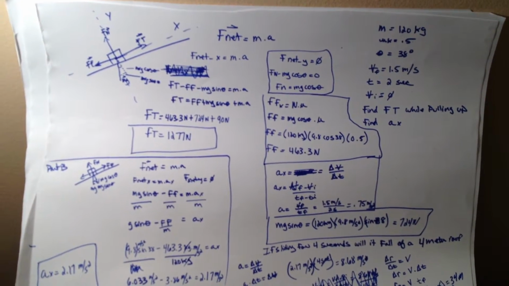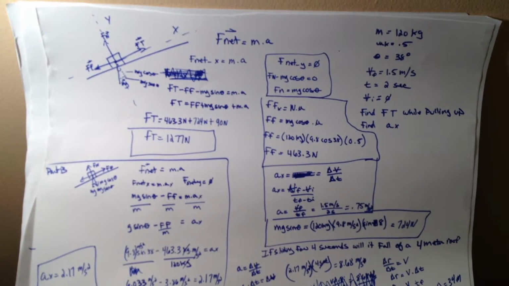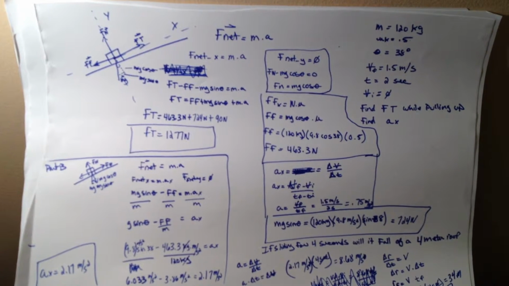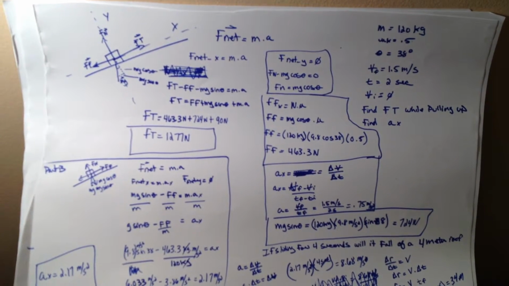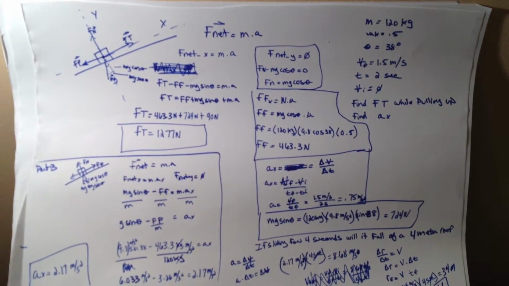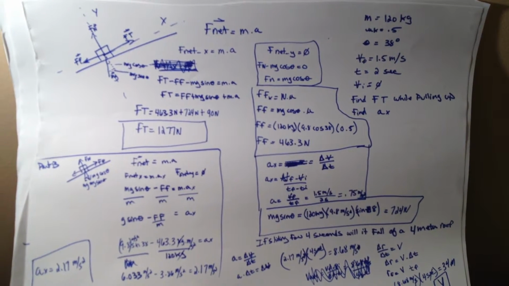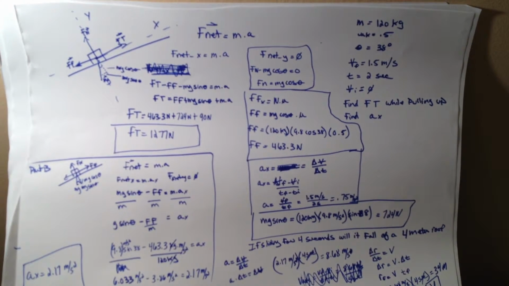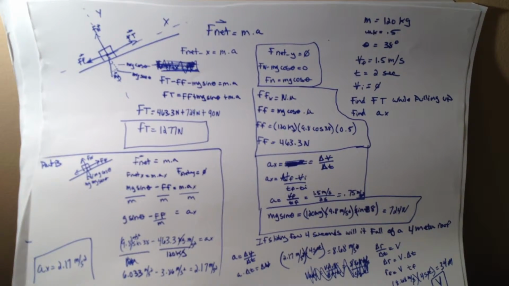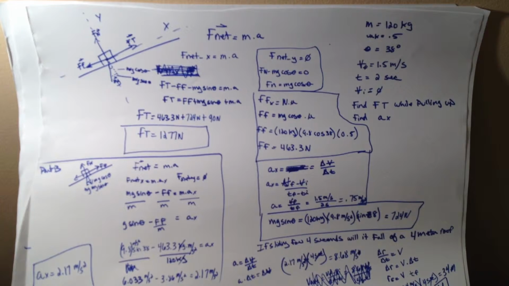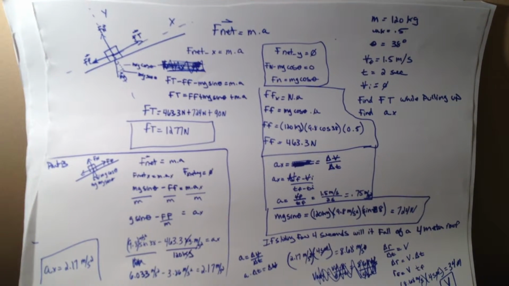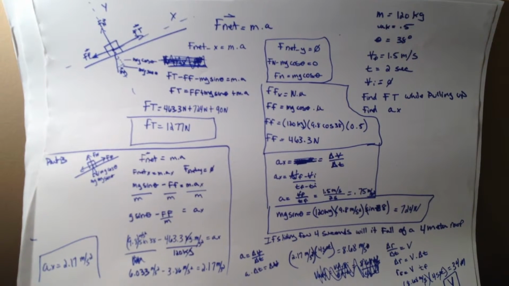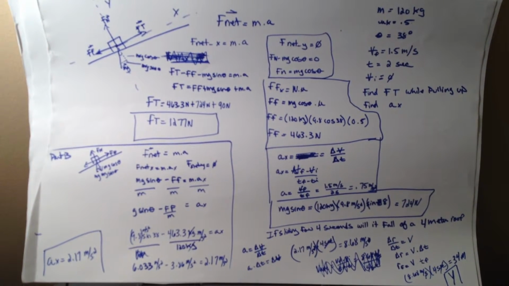We set up mg cosine theta as the opposite of our normal force, and mg sine theta is our downward component. We said F net is equal to ma. Then F net in the y direction, which has no acceleration, is F normal minus mg cosine theta equals 0. So the normal force is equal to mg cosine theta.